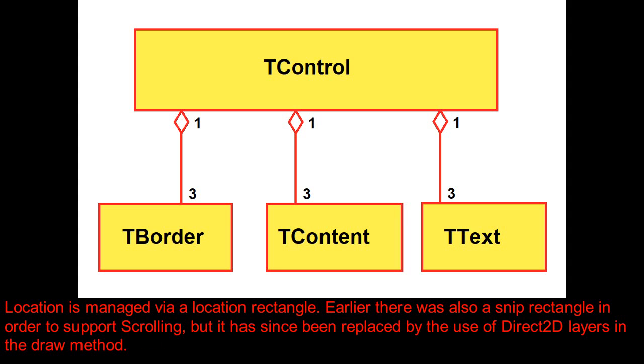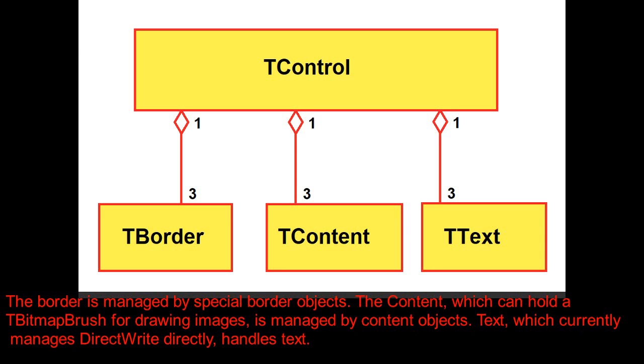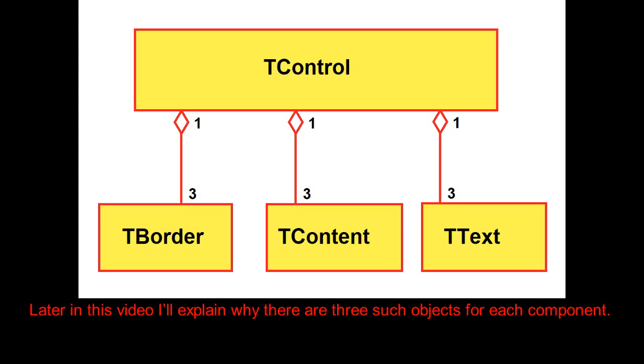Location is managed via a location rectangle. Earlier there was also a snip rectangle in order to support scrolling, but it has since been replaced by use of Direct2D's layers in the draw method. The border is managed by special border objects. The content, which can hold a TBitmapBrush for drawing images, is managed by content objects. Text, which currently manages DirectWrite directly, handles text. Later in this video, I'll explain why there are 3 such objects for each component.